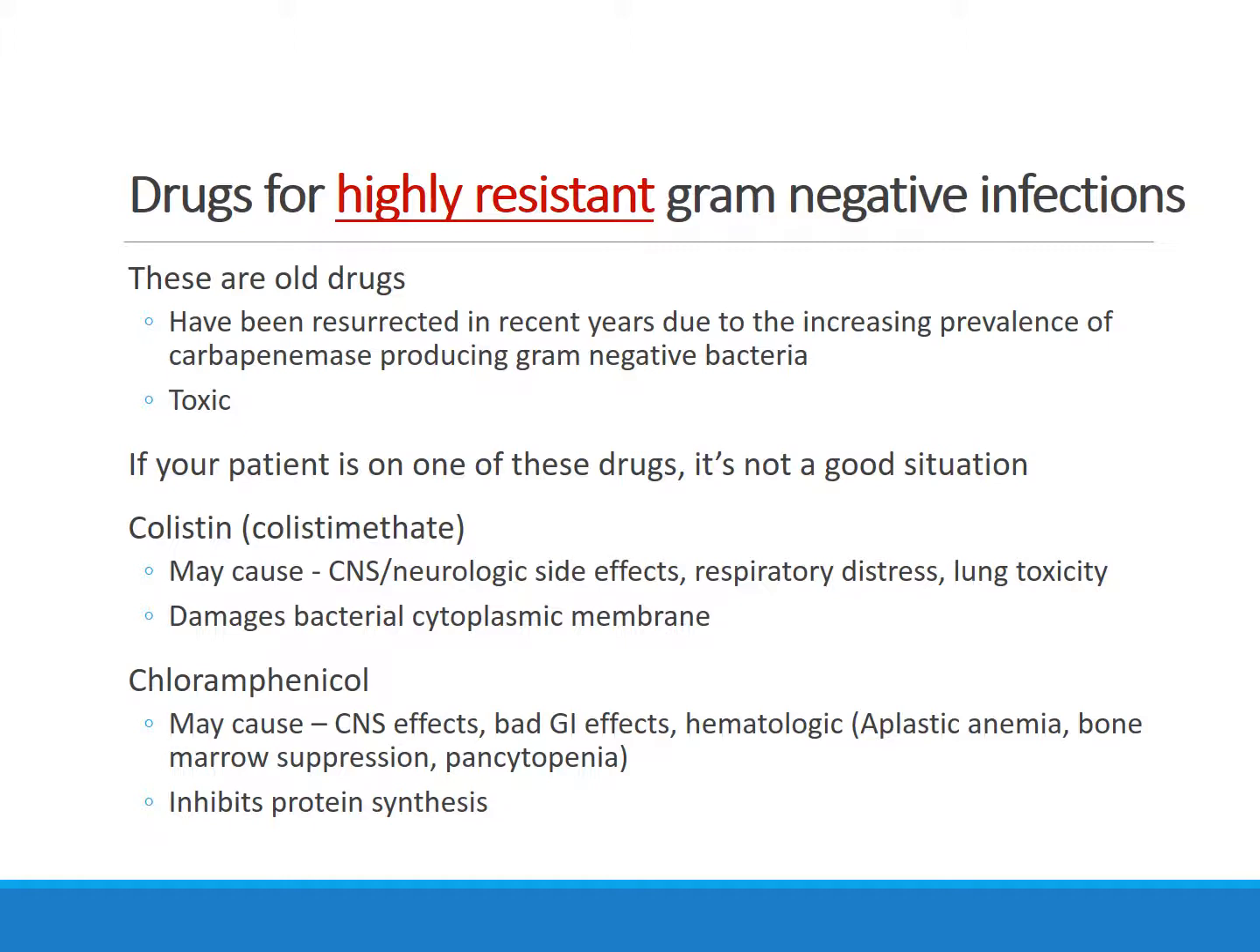These are pretty toxic drugs, so that's why we don't like them. Colistin has some CNS side effects, lung toxicity. What it does, it works by damaging the bacterial cytoplasmic membrane. Chloramphenicol has some similar side effects, including some hematologic ones as well. It inhibits protein synthesis. So just in case you're curious where we go, these are going to be patients definitely managed by an ID specialist, not by the average person. I think it's kind of interesting that we've brought back some of these really old drugs to treat some of these nasty infections.